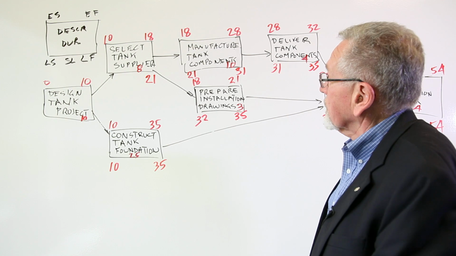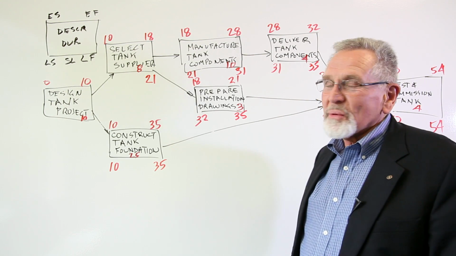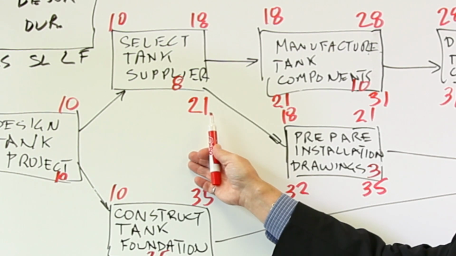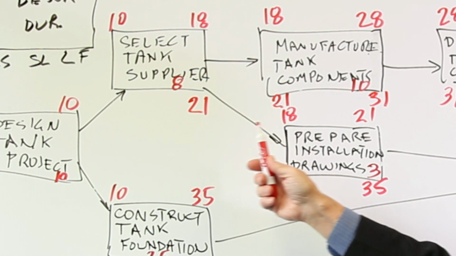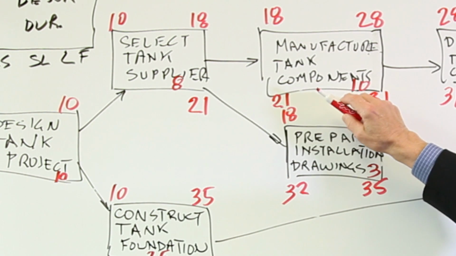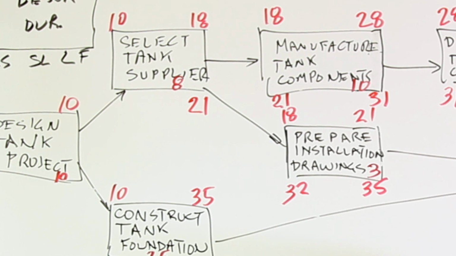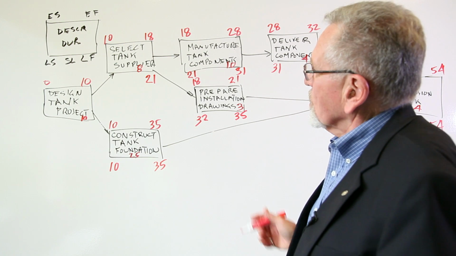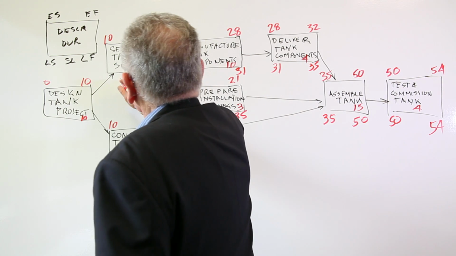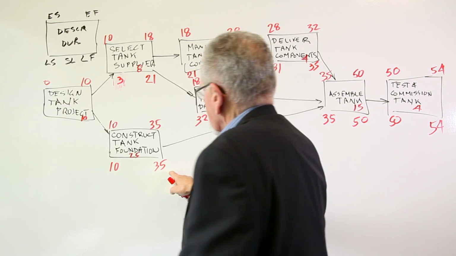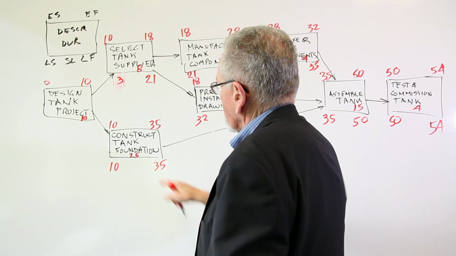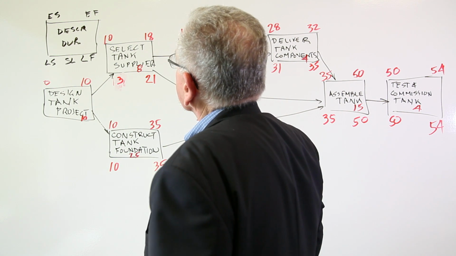Okay? So the rule on that, if you want a rule, is that for any activity's late finish, we select the smallest of its immediate successors' late starts. Therefore, we choose 21 instead of 32. Now we continue to work backwards. 21 minus 8 is 13. This is 35 minus 10 that we've already done, minus 25 equals 10, which you've already done.